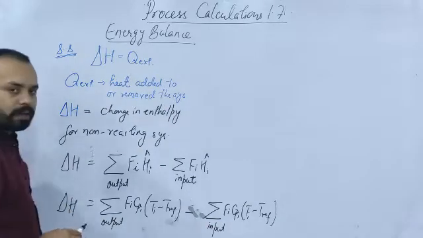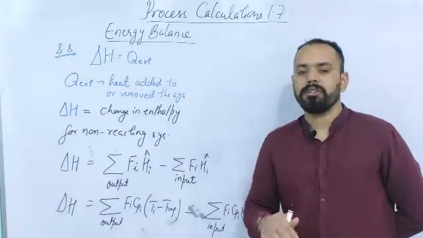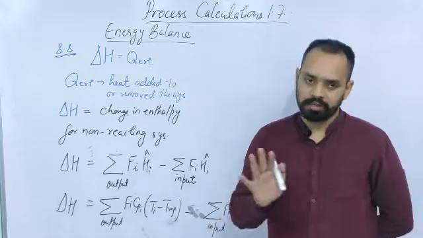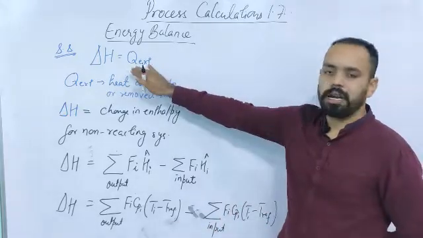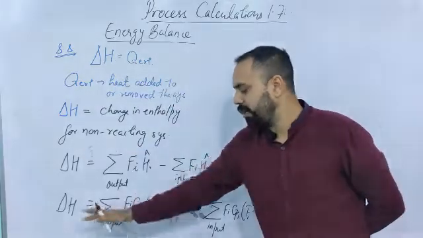Please note that delta H is out minus in, not in minus out. No need to get confused here. You have studied that energy in minus energy out is equal to accumulation. That is also correct. This formula is derived from the same equation, and if you are using this, then always put delta H as this.